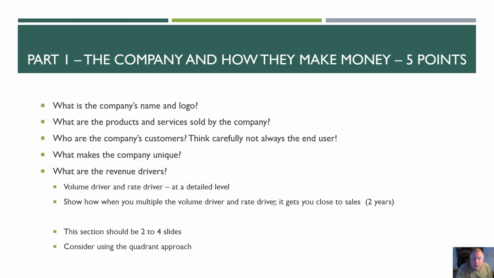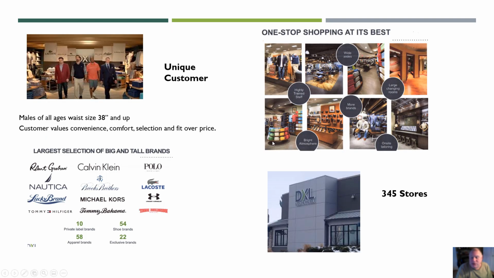Use the quadrant approach, and you'll see an example of that in a moment. This is an example of the quadrant. The company is DXL, men's apparel. They have 345 stores. They have a unique customer: males of all ages, waist 38 and up. This is big and tall, as well as those that may be a little rotund.